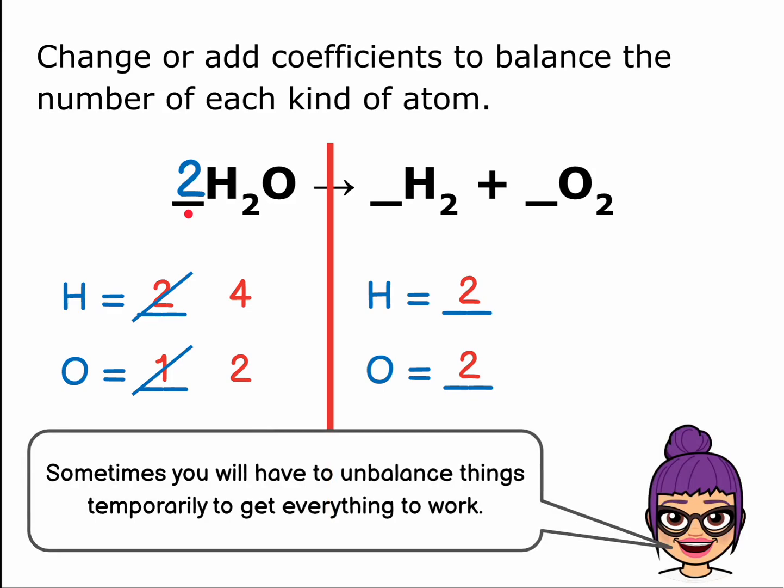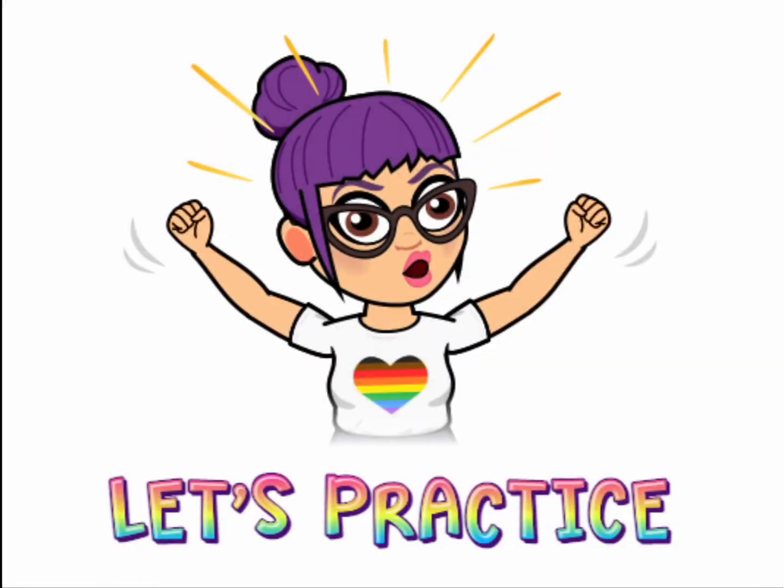Sometimes you have to unbalance things temporarily to get everything to work. So don't panic, because we can fix what we just did on the product side by adding a 2 in front of the hydrogen. So now, instead of 2 hydrogen in the products, we have 2 times 2, we have 4. Our hydrogen are balanced and our oxygen are balanced. This is a balanced chemical equation. All right, let's do one more for practice.